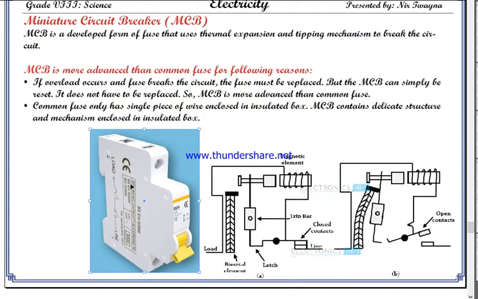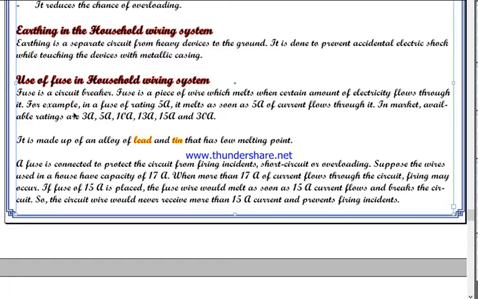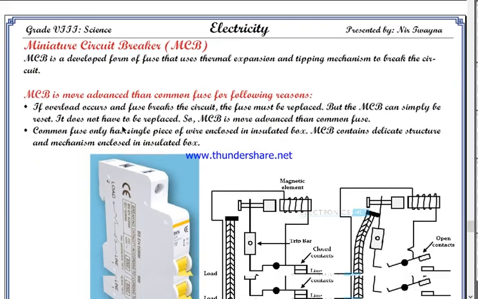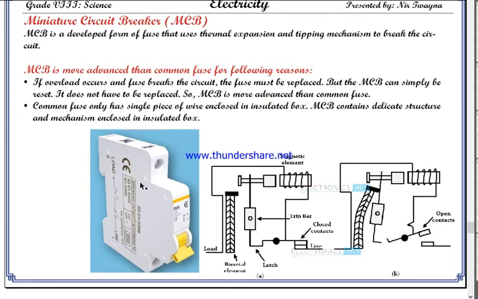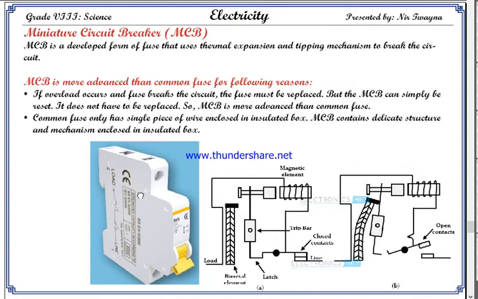You have seen this kind of device at your home in your household circuit. This kind of device is a miniature circuit breaker. Circuit breaker means the one that breaks the circuit, just like a fuse. Fuse is also a circuit breaker. So this is also a circuit breaker, but it is a miniature or smaller version of the actual circuit breaker. The actual circuit breaker is used in powerhouses and local stations, city stations. They have larger circuit breakers, but this is a smaller version of that circuit breaker which is adapted to be used at home.